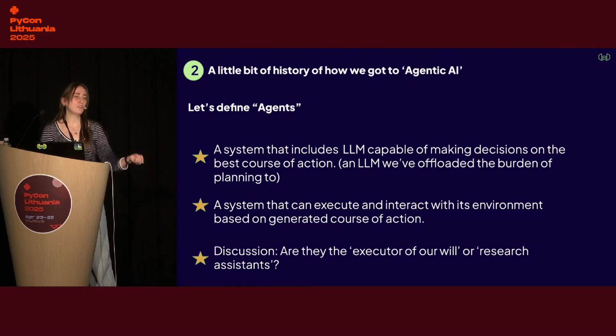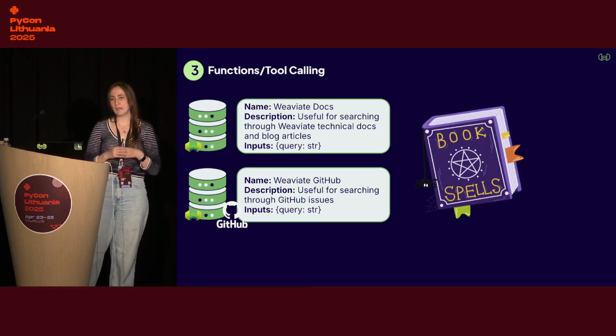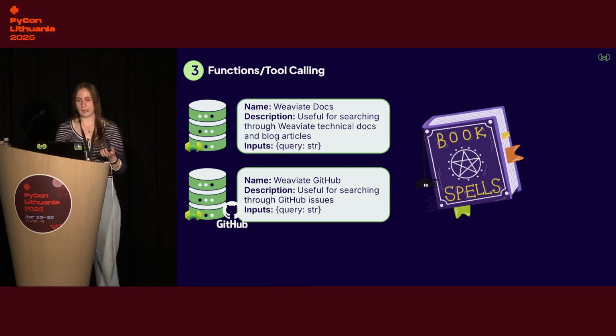Or do we want to use them as research assistants? And I think there's a discussion now in the AI community in itself. And what I'm going to be showing is definitely more the research assistant style of using agents. So how does that work? It works with a simple thing called function calling or tool calling.